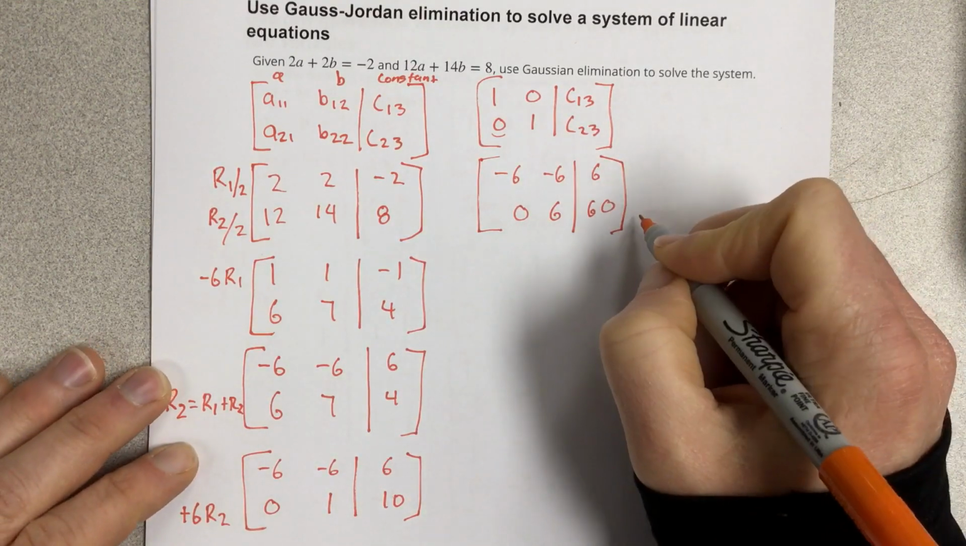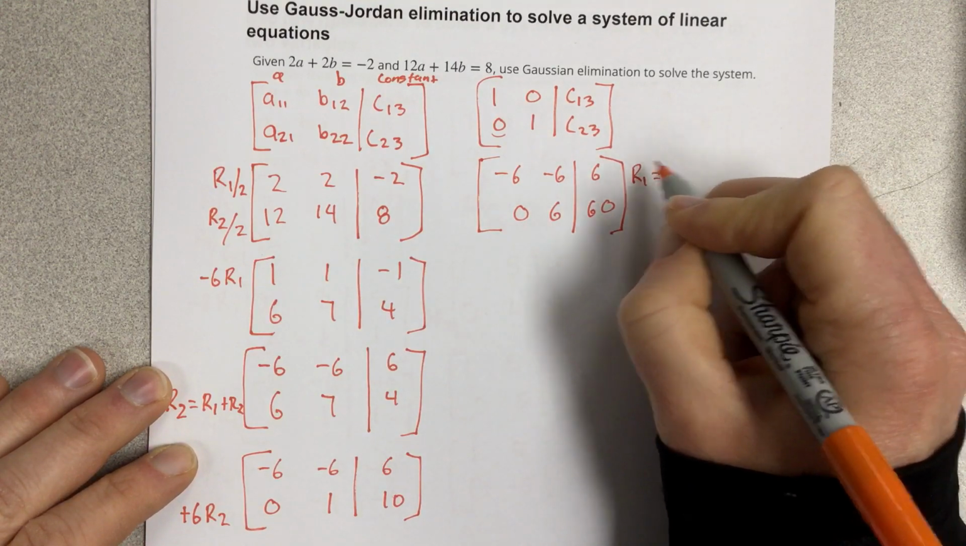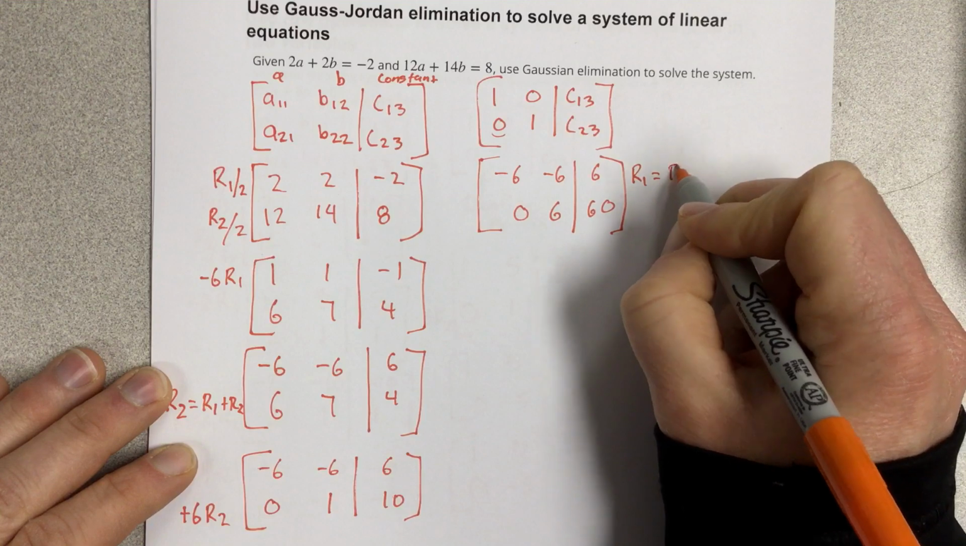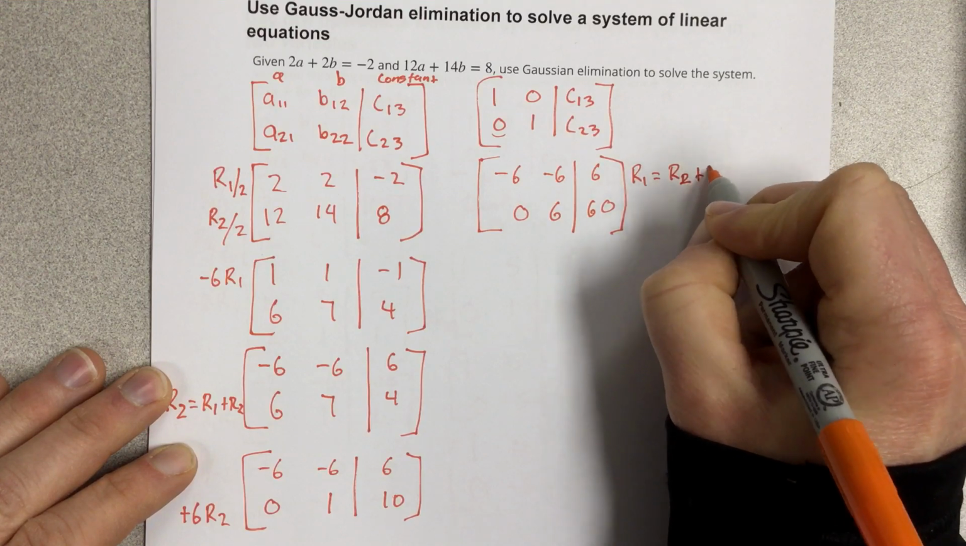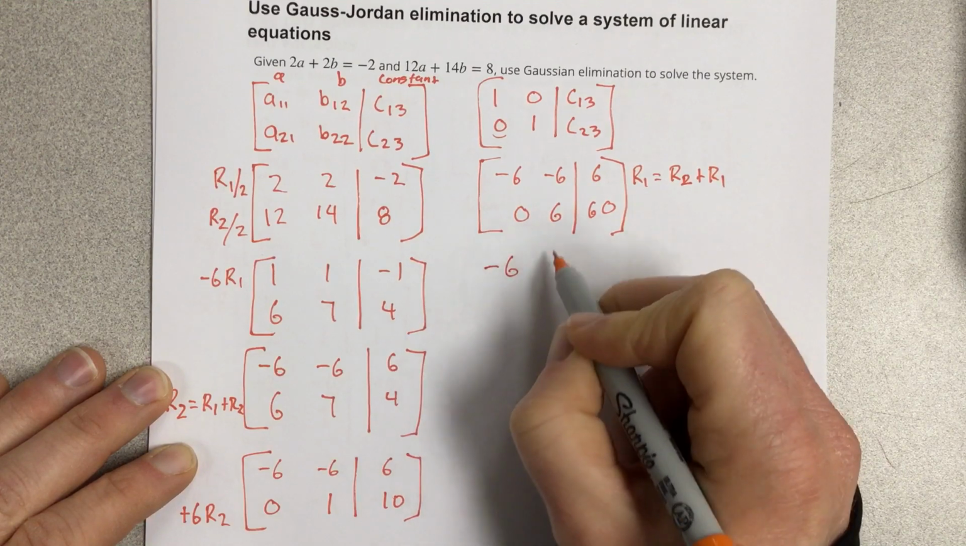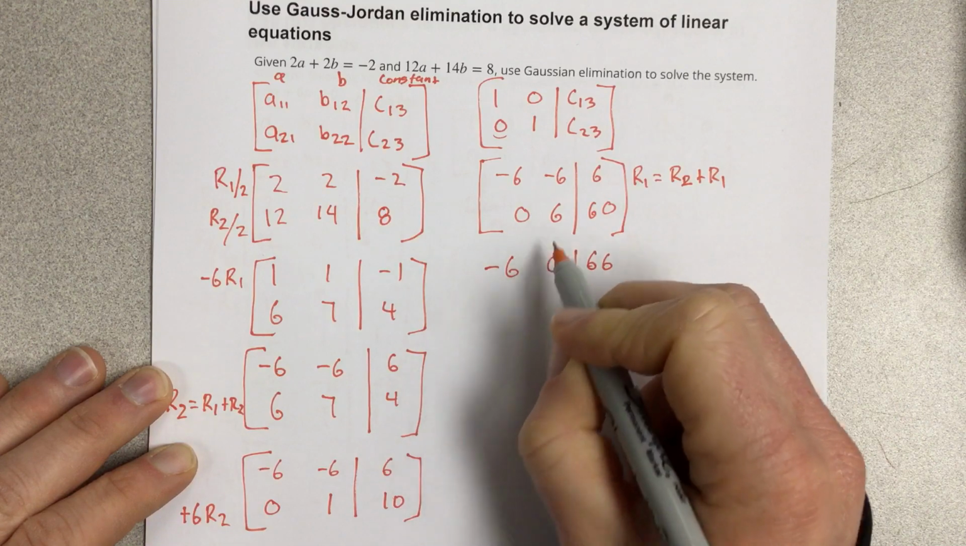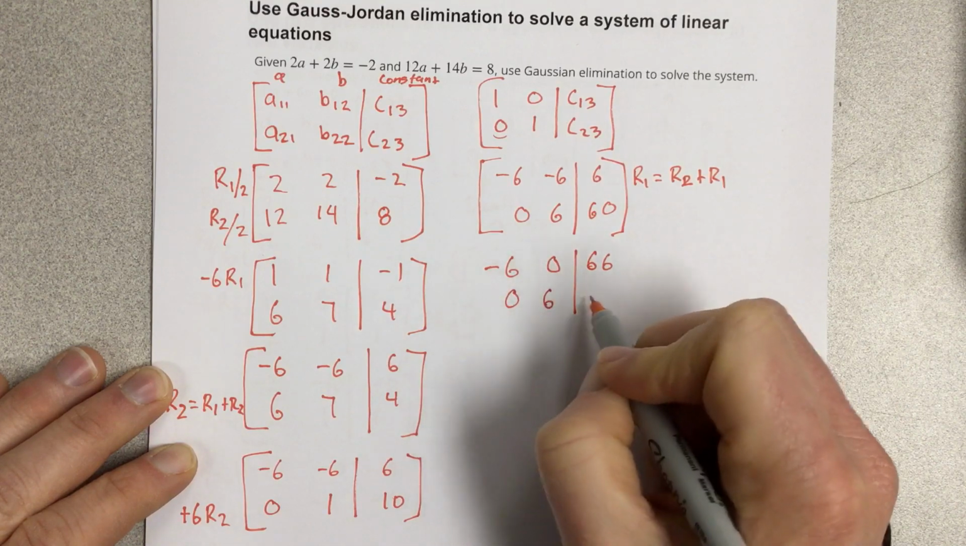And then I'm going to add the bottom row to the top row. So I'm going to say row 1 is equal to row 2 plus row 1. When you add up, I get -6, 0, and 66. And on the bottom, I have 0, 6, and 60 still.